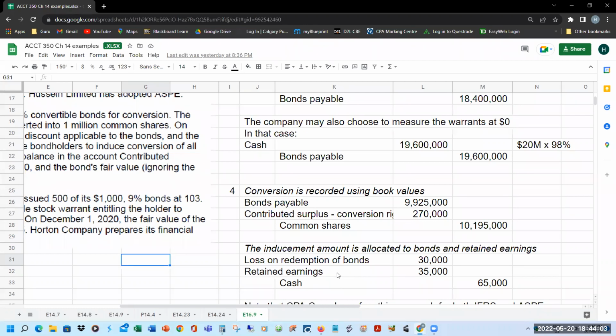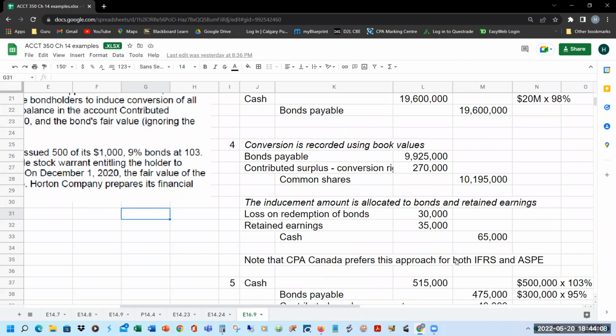This is a requirement under ASPE. IFRS is silent. In your textbook's solution to this example, they just debit the loss on redemption $65,000 and credit cash for the $65,000. But CPA Canada prefers that we split the inducement amount. A portion should be allocated to the bonds, and the other portion will be retained earnings. So for this course, I want you to follow this approach.